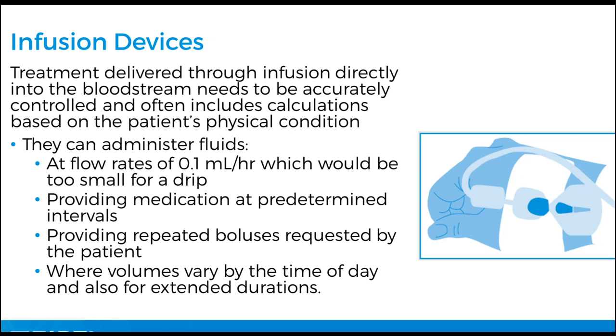Treatment delivered through infusion directly into the bloodstream needs to be accurately controlled and often includes calculations based on the patient's physical condition. They can administer fluids at flow rates from 0.1 milliliter per hour, which would be too small for a drip, providing medication at predetermined intervals, providing repeated boluses on request by the patient, which is patient-controlled analgesia, and where volumes vary by the time of day and also extended durations.